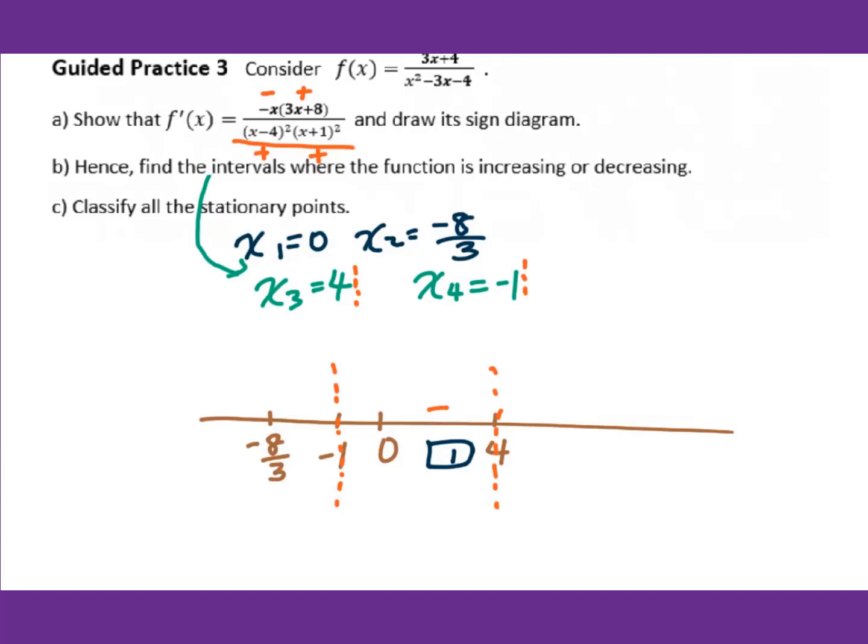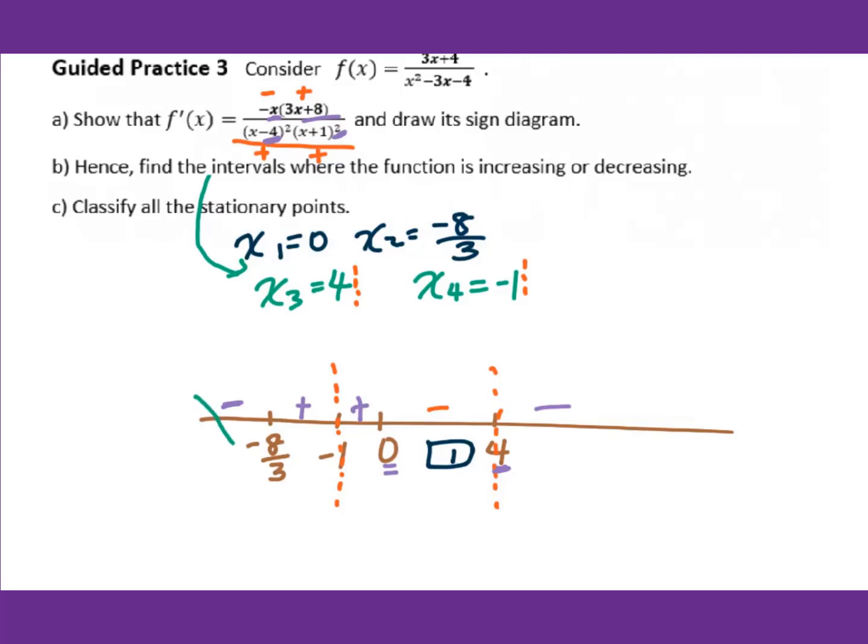Then I check for this 4. Where do you get this 4? From here. And this is an even power. 2 is an even number, so you stay still negative. Then for this 0, single power, you change the sign, positive. Check negative 1, even power, so you stay. No sign change at negative 1. For negative 8 over 3, that's a single power, still change sign.